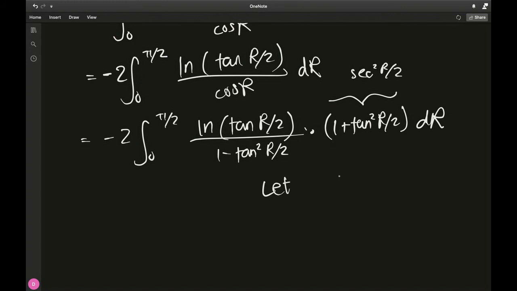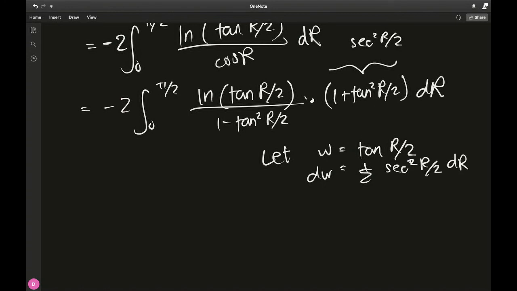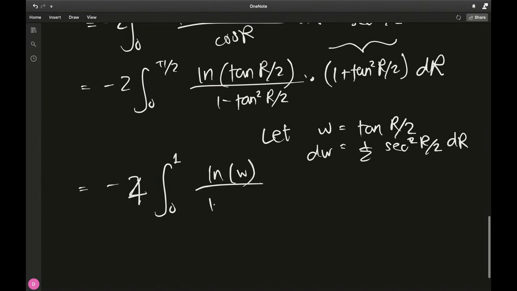Make a substitution like we did for perspective, rather corollary lemma, introductory lemma. So let w equal tan of r over 2. dw is half secant squared r over 2 dr. So our numerator is effectively 2 dw along with this natural log term. So we have negative 2 times the 2 from this will make it 4. Integral from 0 to 1, you can figure it out on yourself. Natural log of w over 1 minus w squared, and the rest is dw.